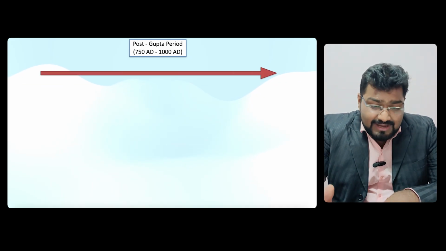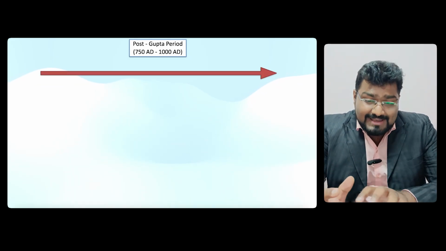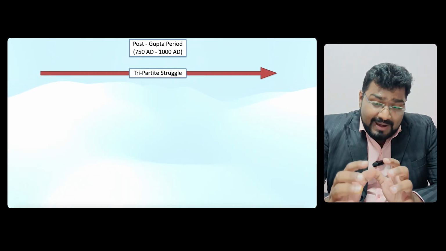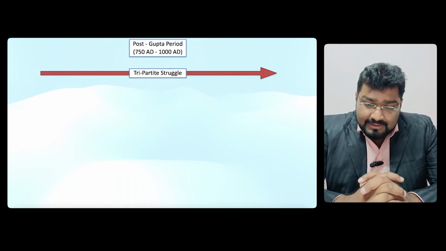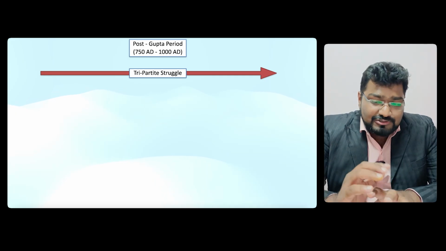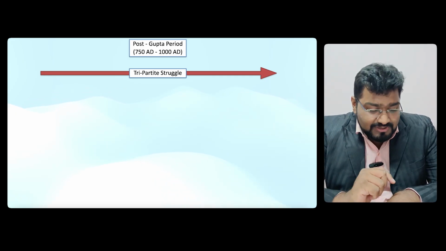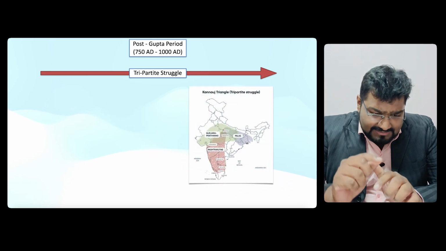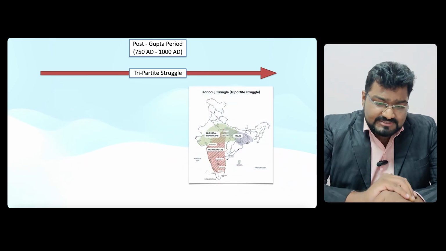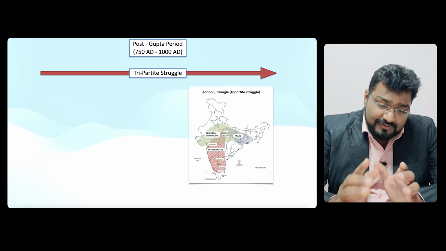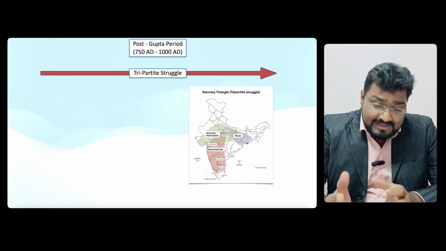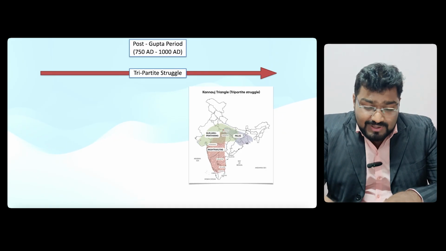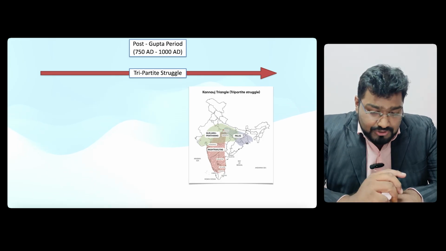northern India, there will be a period which will be called the tripartite struggle period. It was the battle for the heartland. So here comes the clash of titans, a triangle of ambition. Kannauj Triangle is basically that particular region where Kannauj is situated. The Gurjar Pratiharas from the west, the Palas from the east, the Rashtrakutas from Deccan and south, all wanted the jewel on Ganga, that is Kannauj.